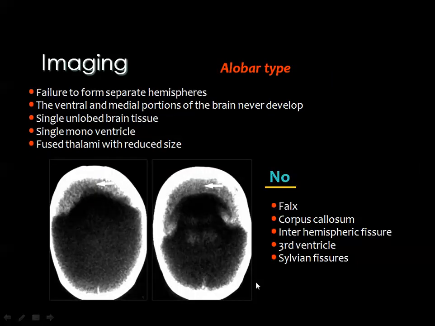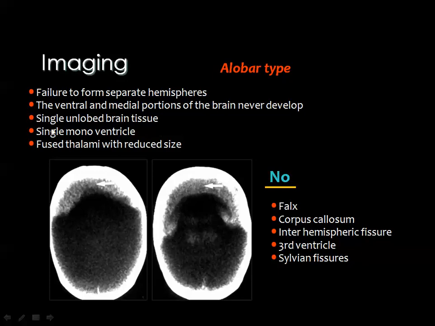And in the imaging, as I have mentioned, the ventricular system is represented by a single monoventricle, which is midline in location and filled with CSF. The remaining brain tissue is not differentiated into two cerebral hemispheres, and this arrow points to the region where the interhemispheric fissure should be, and also the falx should be present here, but there is failure of separation of the brain tissue into two separate hemispheres.